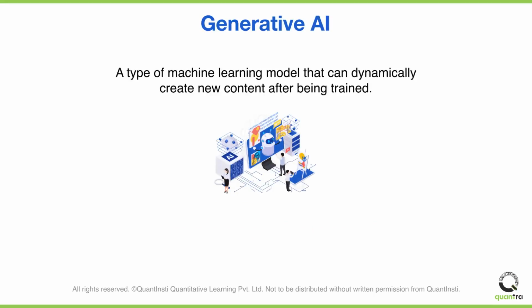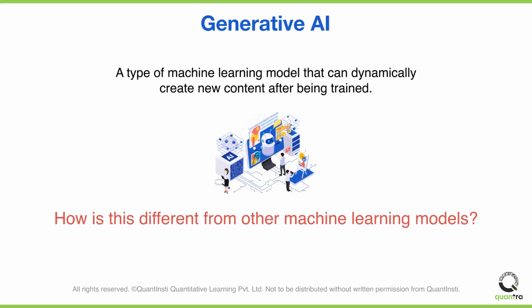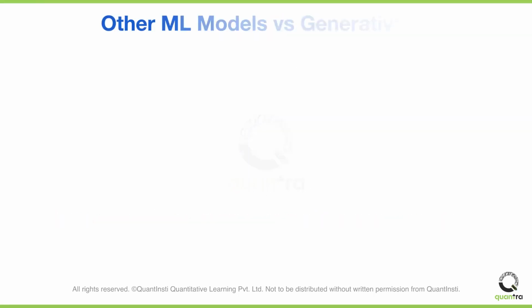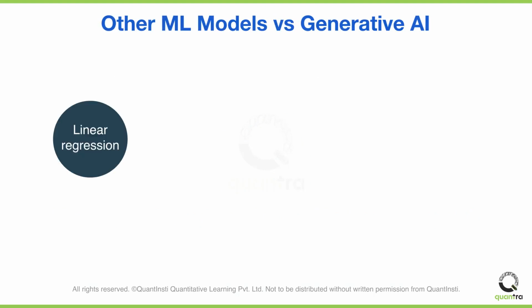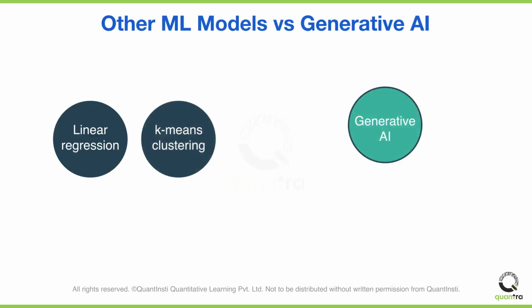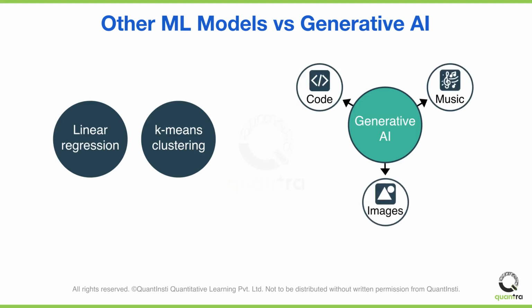Well, it's a type of machine learning model that can dynamically create new content after being trained. But how is this different from traditional machine learning models? Unlike traditional machine learning models like linear regression or k-means clustering, generative AI can produce complex types of output. For example, it can generate code, music, and images too. Traditional models typically analyze and predict based on input data, while generative AI goes a step further by creating something entirely new.